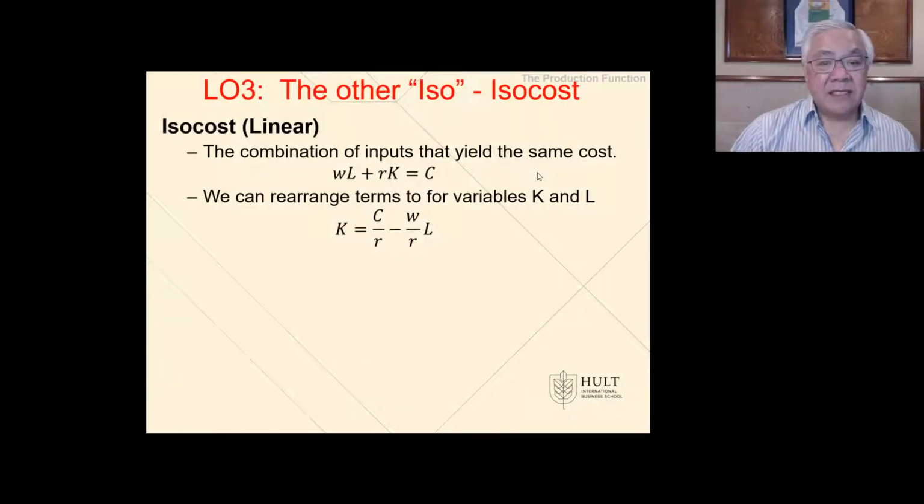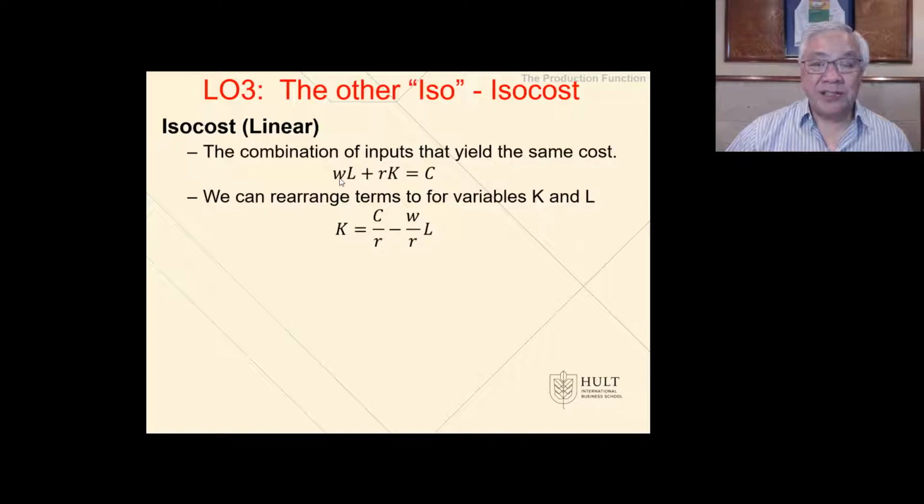Learning objective 3 is isocost. So we had isoquant to get to quantities of output. Now we're going to move to isocost, which are combinations of labor and capital to get us the same cost. And the relationship is pretty intuitive, I hope.